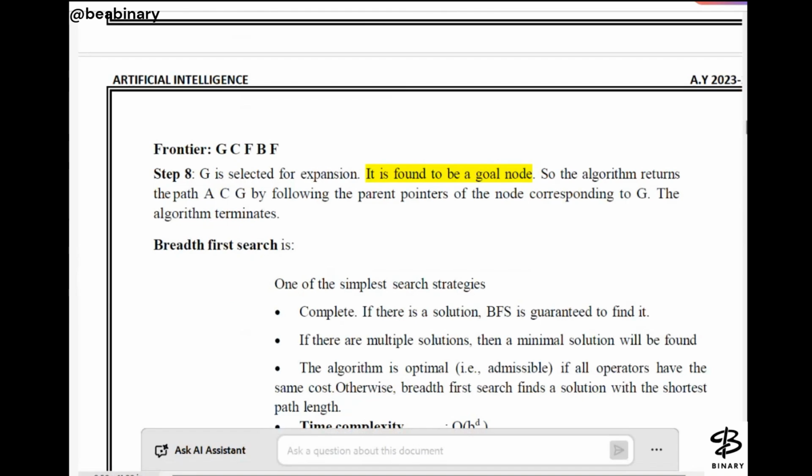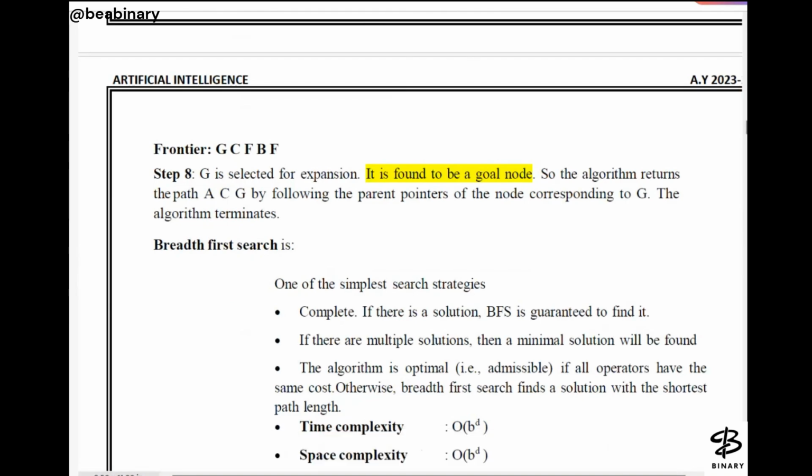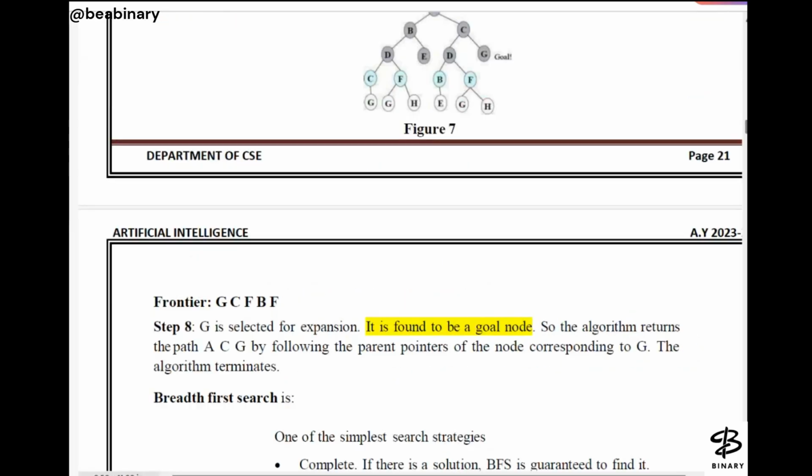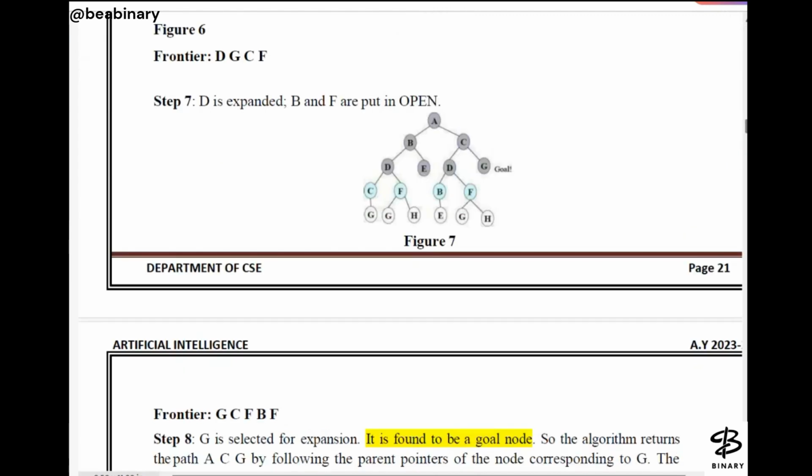G is a goal node. G is selected for expansion. It is found to be a goal node, because here the end has been reached at G. So the algorithm returns the path A, C, G by following the parent pointers of the node corresponding to G, and the algorithm terminates here, right? So here you have found the goal state. Here you have found the goal state.